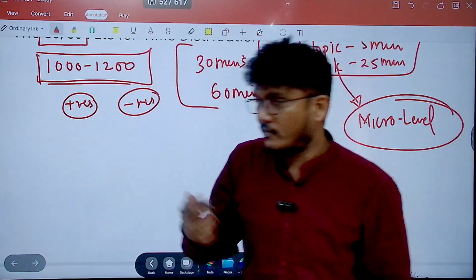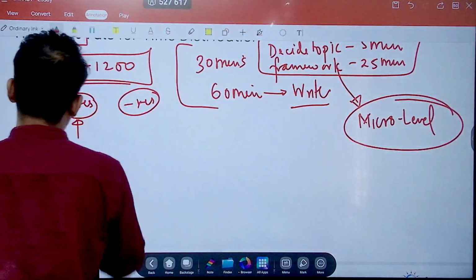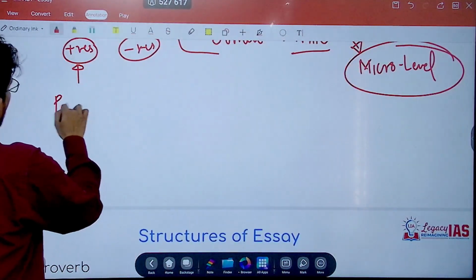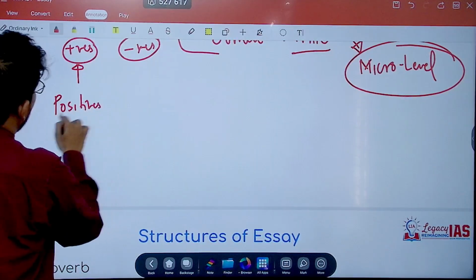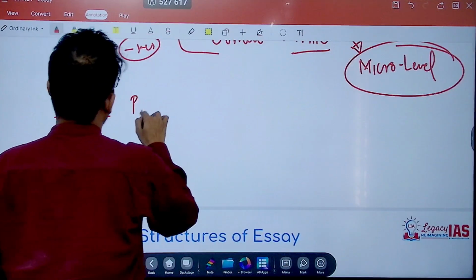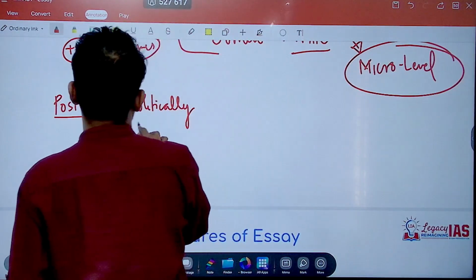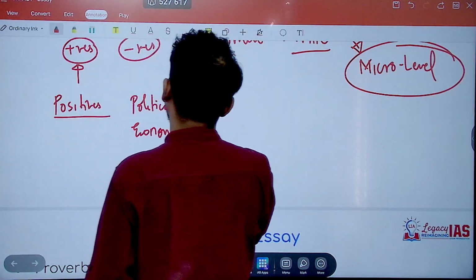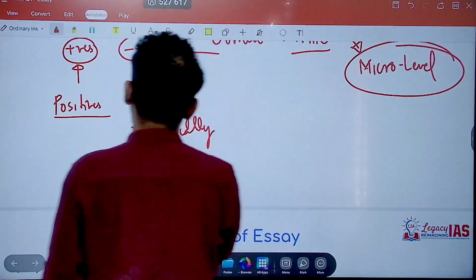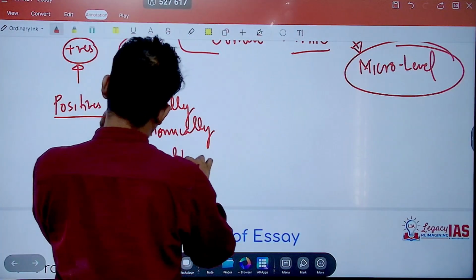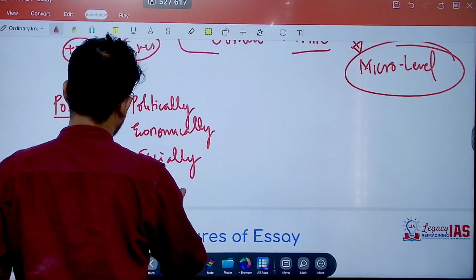Then what should be the case? If you're saying that you will write positives, mention here that I will write positives: politically, what is the positive of this? Economically, what is the positive of this? Socially, what is the positive of this? Ethically, what is the positive of this?